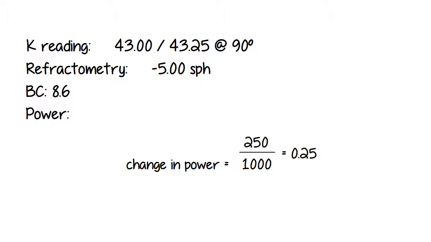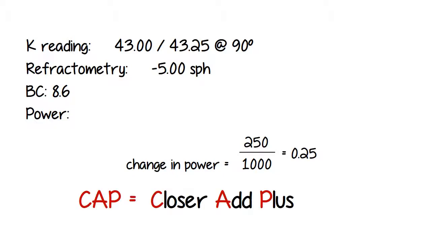Now the question is, are we going to make that -5.25 or are we going to make that -4.75? Don't forget our mnemonic, CAP: closer, add plus. So as we're moving it closer, if we're adding plus, that means we're removing minus.